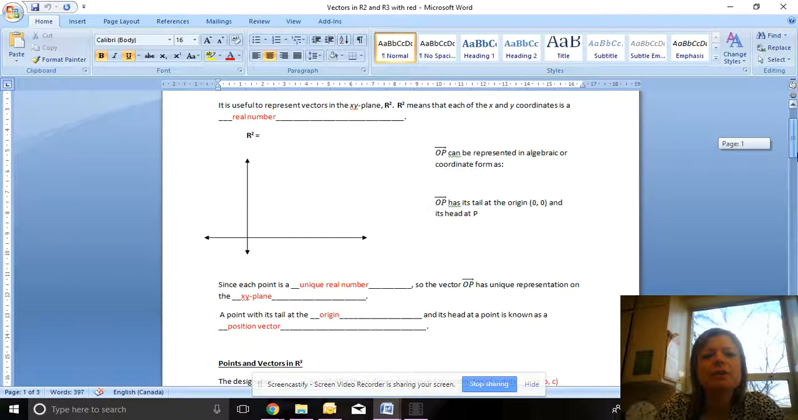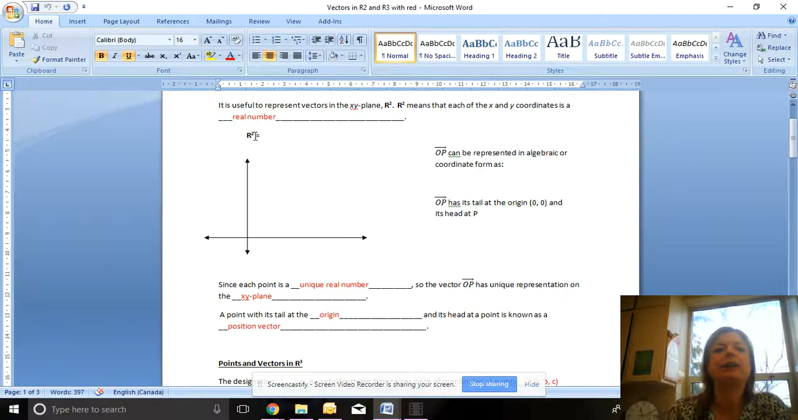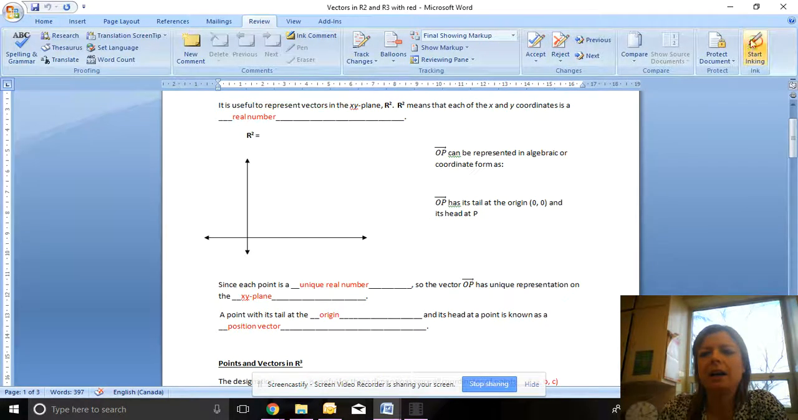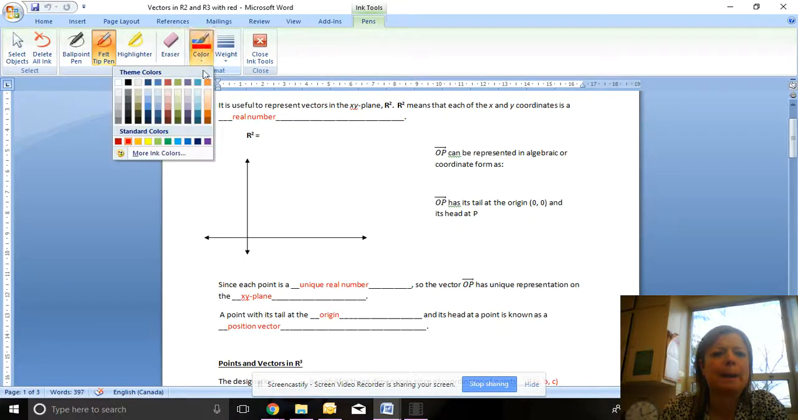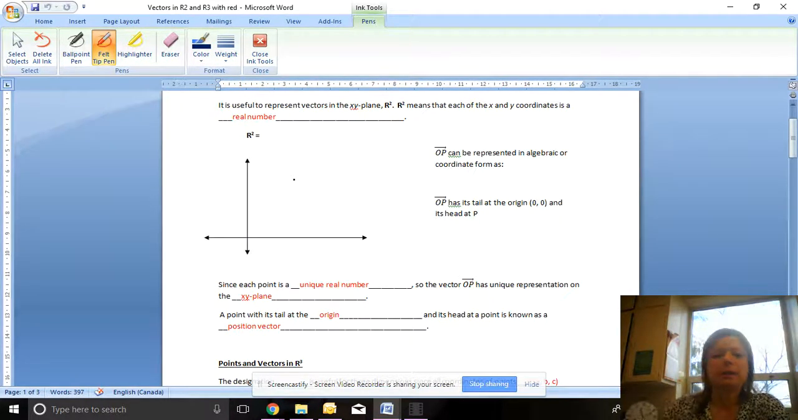So it is useful to represent vectors in the XY plane, R2. R2 means that each of the X and Y coordinates is a real number. So that R is really meant to represent real numbers. So R2 is defined by the set of all X and Y coordinates such that X and Y are real numbers. Okay, so it's the set of all XY coordinates and a combination of 2 real numbers.